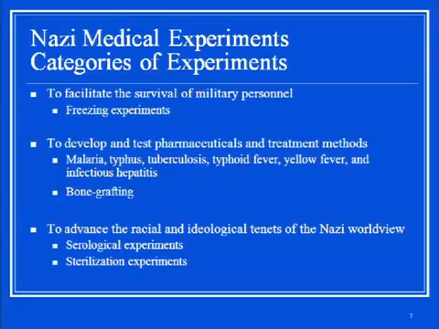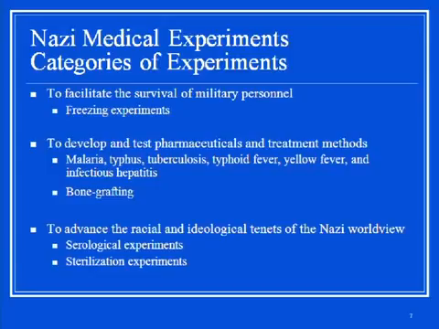The second class was designed to develop and test pharmaceutical and treatment methodologies. So individuals in these concentration camps were injected with immunization compounds to try to figure out some prevention for malaria and typhus and tuberculosis and other infectious diseases that were highly prevalent during that time. There were also bone grafting experiments that were done under this second class of experimentation.